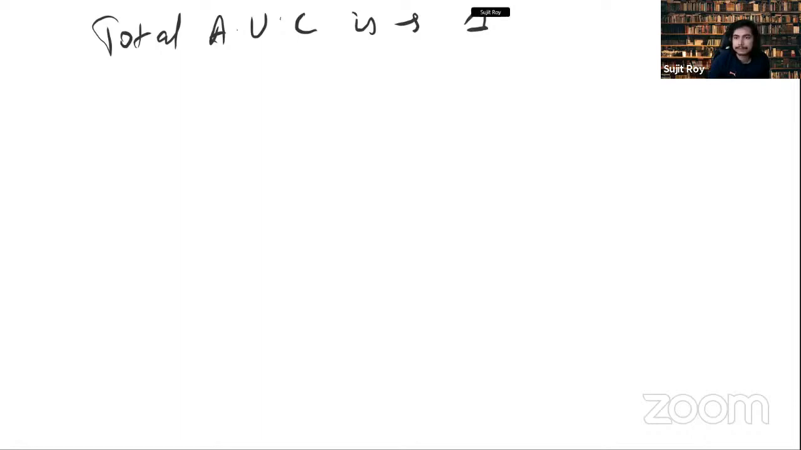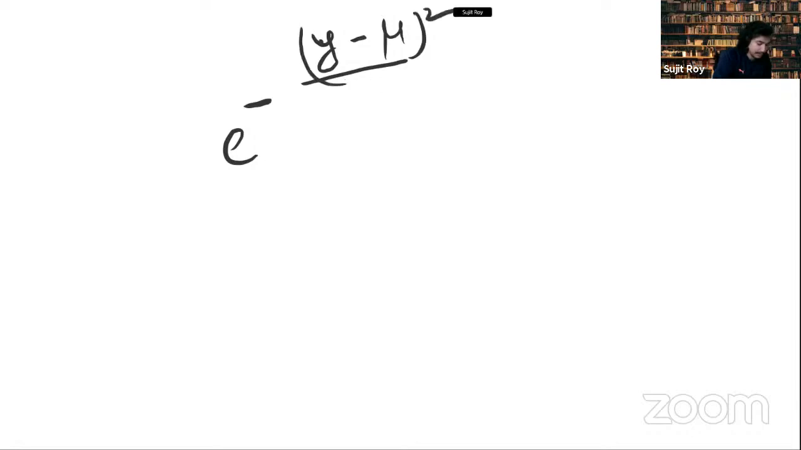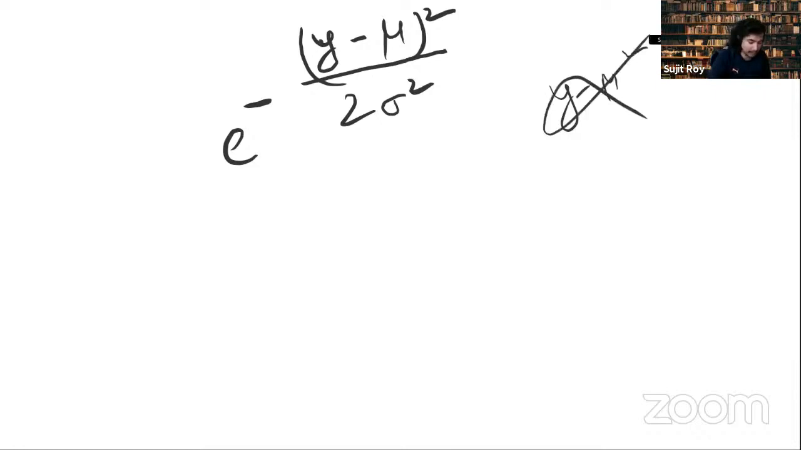Somebody is asking something. I think e raised to the power y minus mu whole square. Yes, it is like that only. So e raised to the power minus, and then here you have, as you've written, y minus mu whole square by 2 sigma square. Oh, I wrote y minus mu square. I'm so sorry about that, but this is the formula.